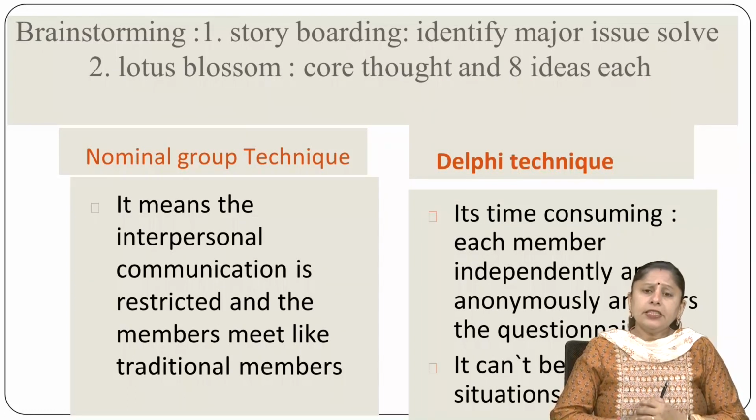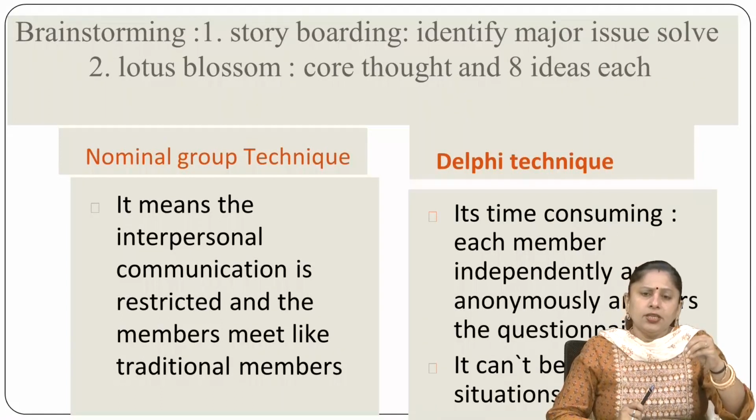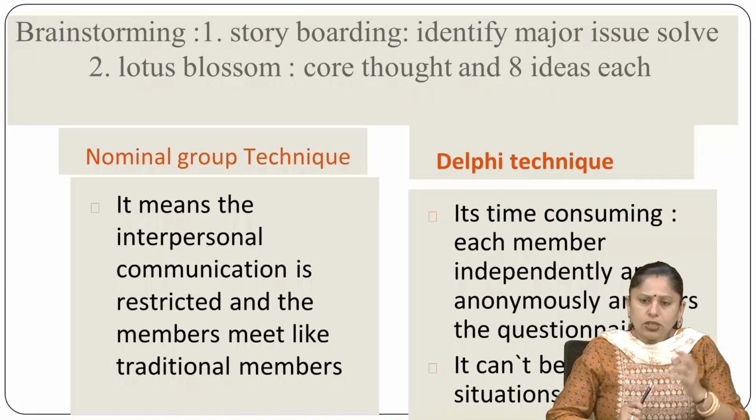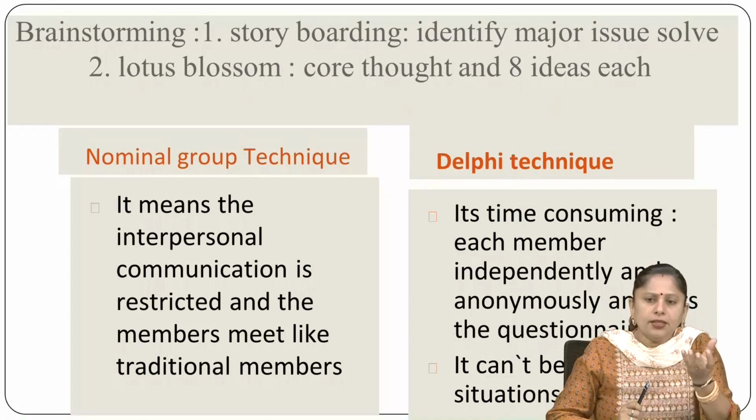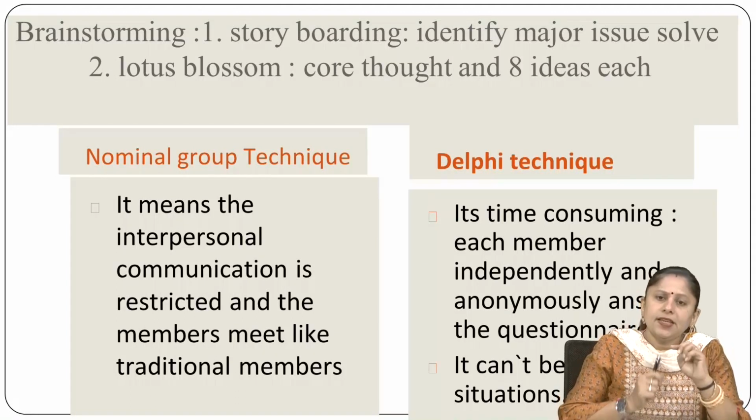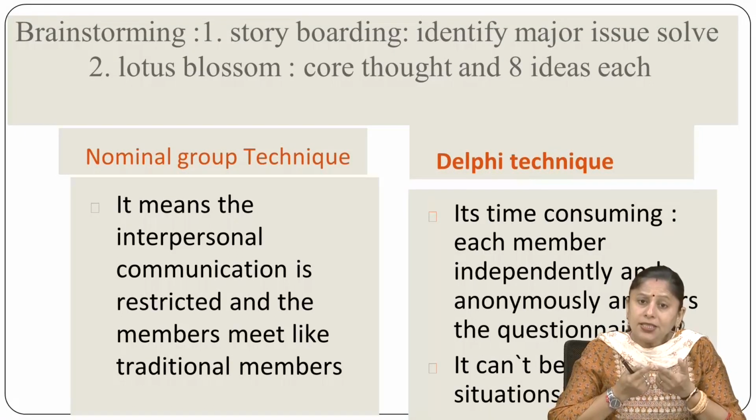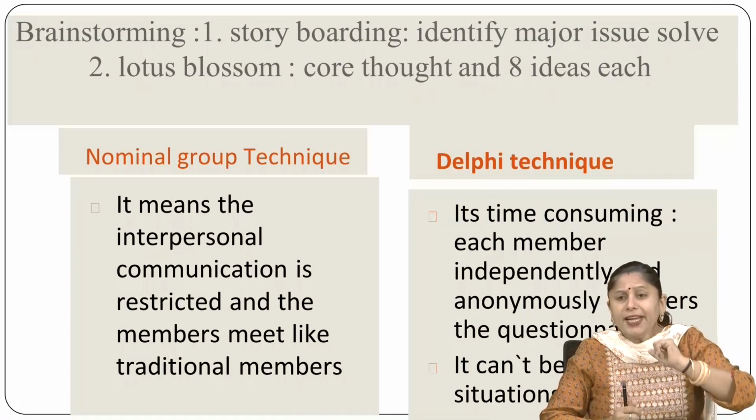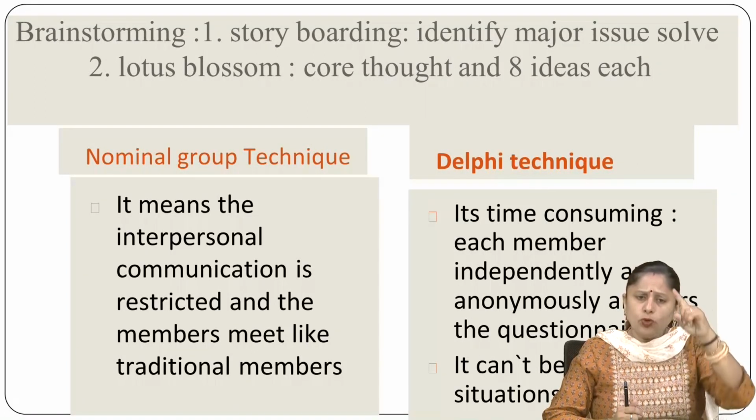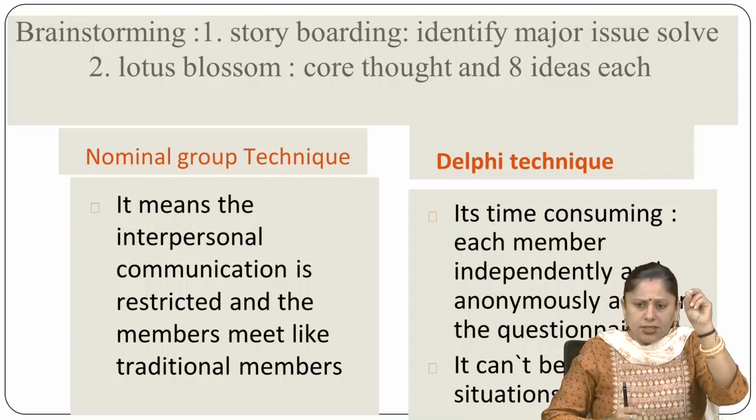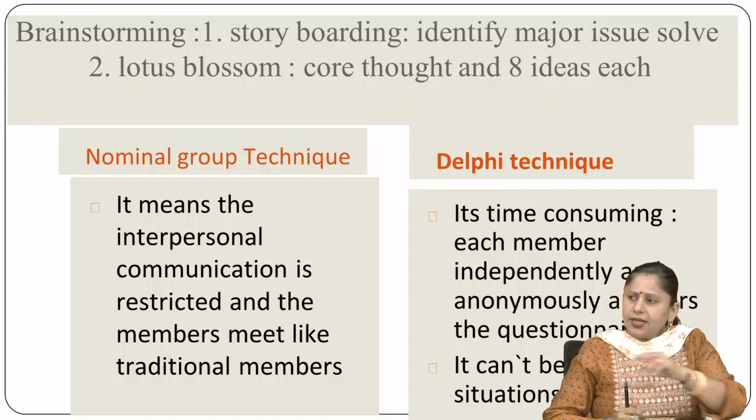It is related with core thought, and 8 ideas each are given in the lotus blossom technique. Lotus blossom technique is like the leaves of the lotus. You know that there is a flower lotus and it has 8 different kinds of petals, and all these 8 petals are taken as 8 ideas each, and then there is a core thought in the sense one particular thought is kept in the middle part and 8 ideas are given for one thought. Then again there is a different thought.